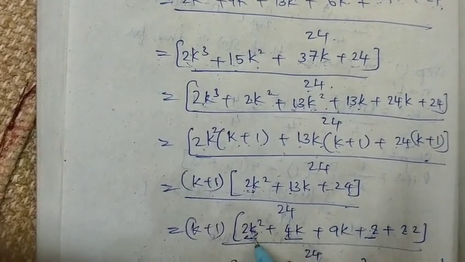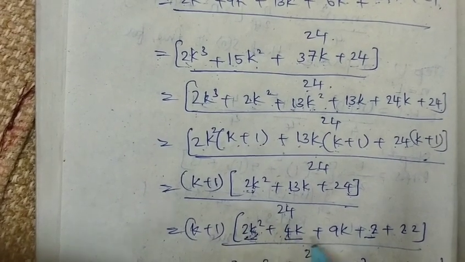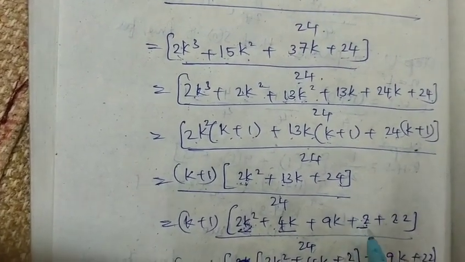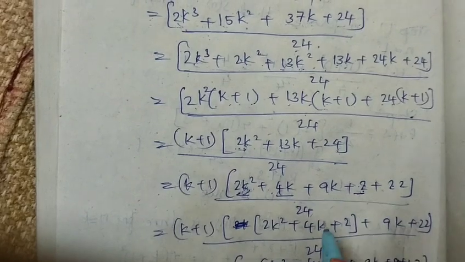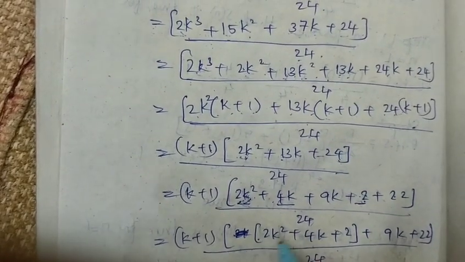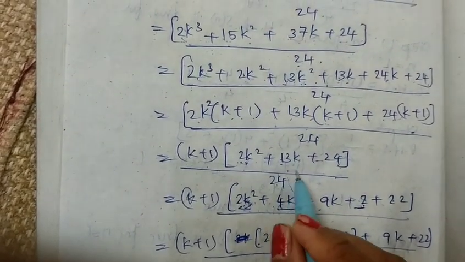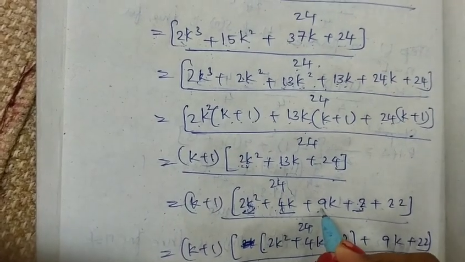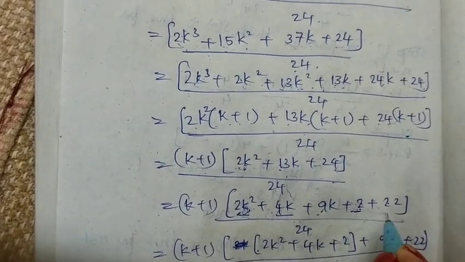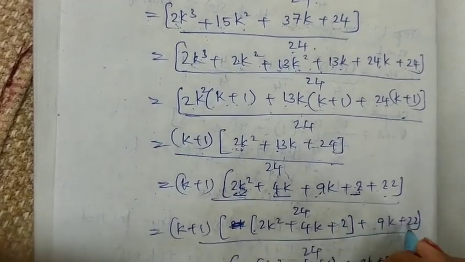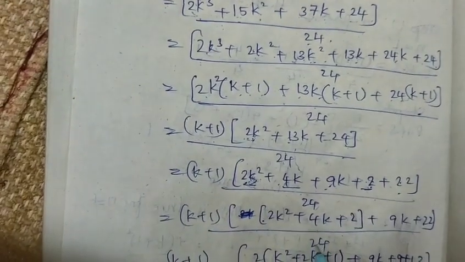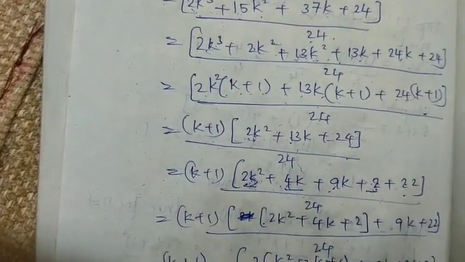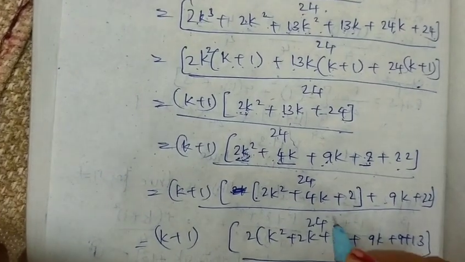So 2 into k plus 1 whole square, now if you check, is 2k square plus 4k plus 2. Now these three terms you take as one side. Now you will remain with, from 13k you take 4k, and 9k remains, and here you remain with 22. So 9k plus 22 divided by 24. So till here, is it clear? Then let's move on to the next step.